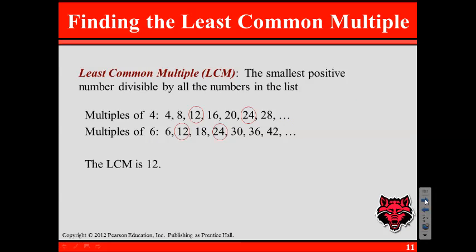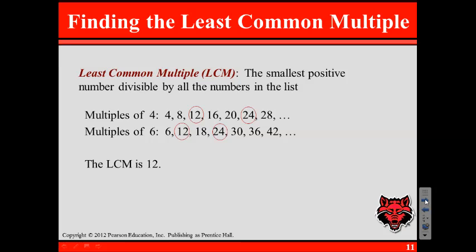Now let's look at the last concept that will be covered in Module 1, Section 1, and that is the least common multiple. The least common multiple is the smallest positive number that is divisible by all the numbers in the list. And so when you think of multiples of a number, we're multiplying a number by 1, 2, 3, 4, and those are the multiples.